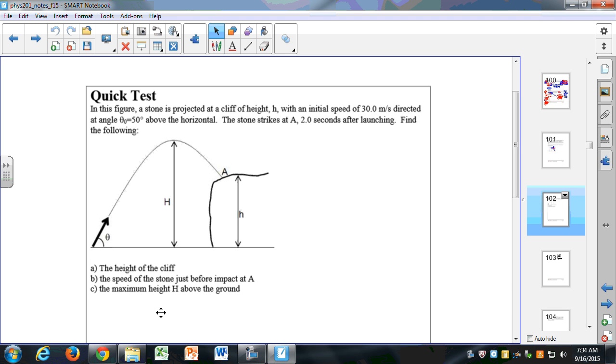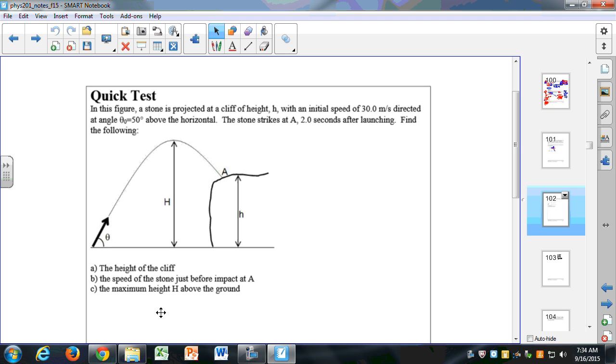Okay, so in this figure, a stone is projected, shot at a cliff of height h with an initial speed of 30 meters per second at 50 degrees above the horizontal. It strikes at point A, 2 seconds after launching. I want you to find the following: the height of the cliff, the speed of the stone just before impact at A, and the maximum height above the ground.